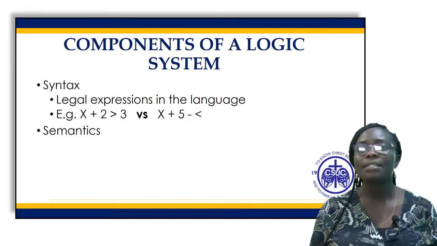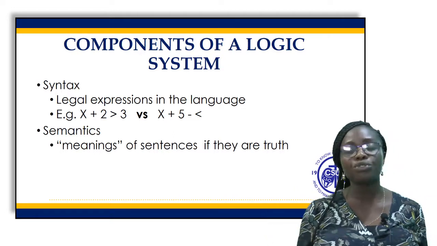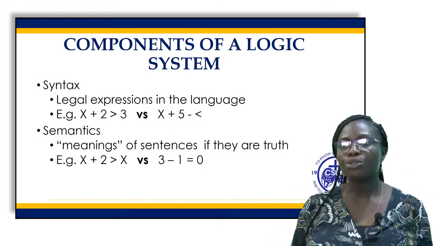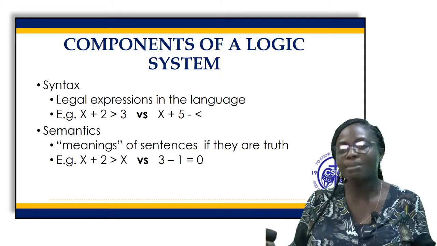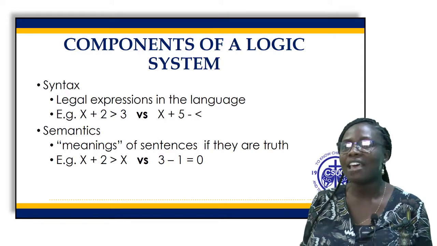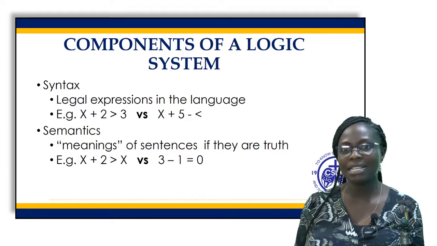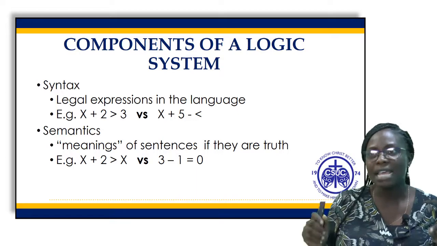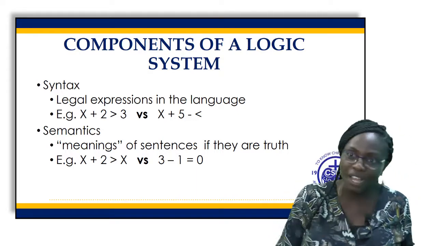Then you talk about the semantics. The semantics will tell you the meanings of the sentences, whether they are true or not. So if you have x plus 2 greater than x, you'd see that x plus 2 will be greater than x. Then if you have 3 minus 1 being equal to 0, it doesn't make any sense. So the meaning of that is not proper. It is not true. It doesn't have a proper truth value.